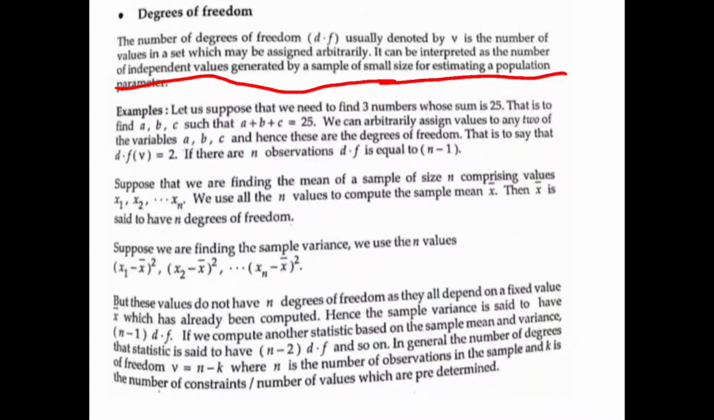So what is the degrees of freedom in this case? There are three variables, but not for all the variables do you have freedom to assign the values, only for two of them. So usually, if we have n number of observations or n number of variables, then the degrees of freedom in general will be n minus 1. Understood?